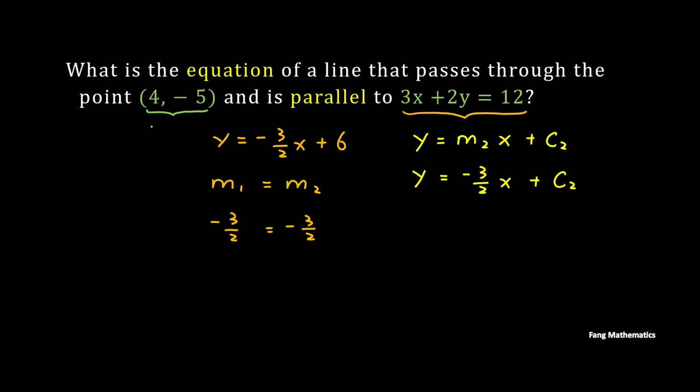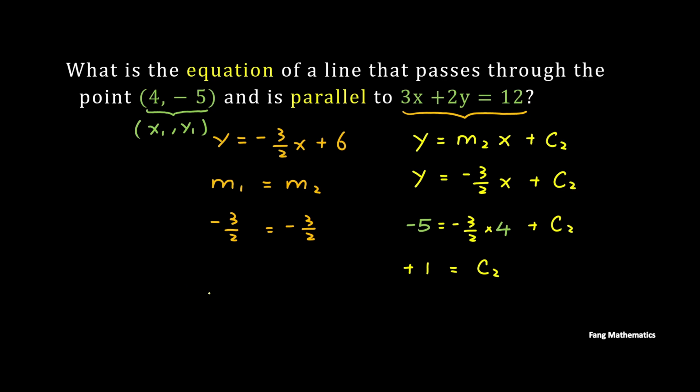So let's note the coordinate as x1 comma y1, and in place of x and y in this equation, you substitute x1 and y1. So you have x as 4 and y as minus 5. And we now look at our equation. Only your c2 is left unknown. We solve this equation, and that should give your c2 as 1 plus 1.